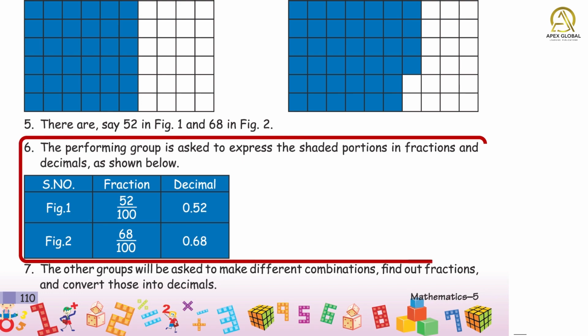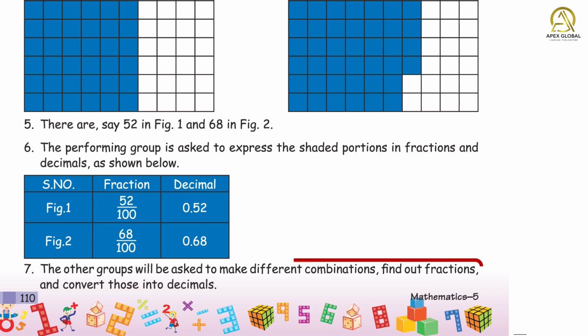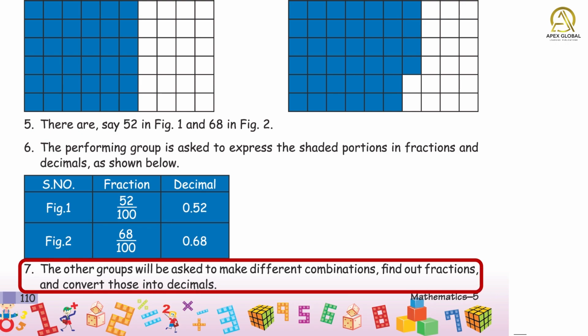6. The performing group is asked to express the shaded portion in fraction and decimal as shown below. Serial number, fraction, decimal. Figure 1, 60 upon 100, 0.60. Figure 2, 68 upon 100, 0.68. 7. The other group will be asked to make different combinations, find out the fractions and convert those into decimals.